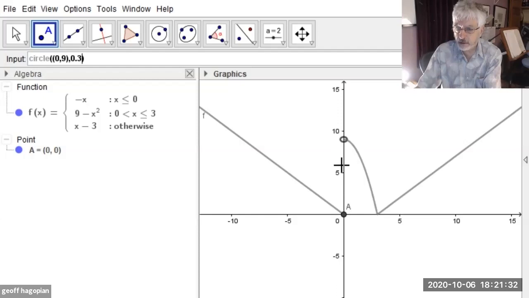the function does not have an output of 9 when x is 0, right? It has an output of 0 when x is 0, because we use this first rule, which is negative x, and if x is 0, negative 0 is 0, right? So that's where we are. For the input 0, we have the output 0, and then it immediately jumps up.